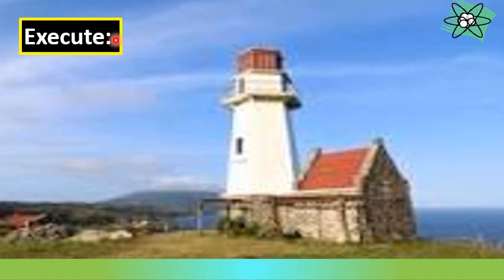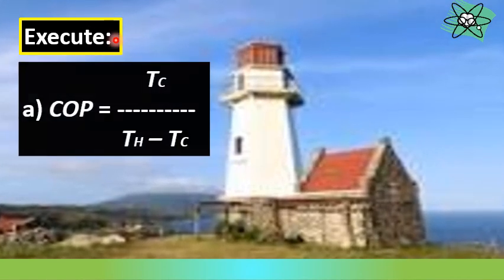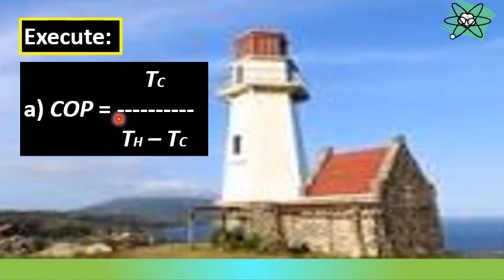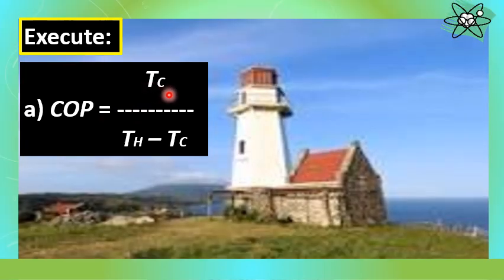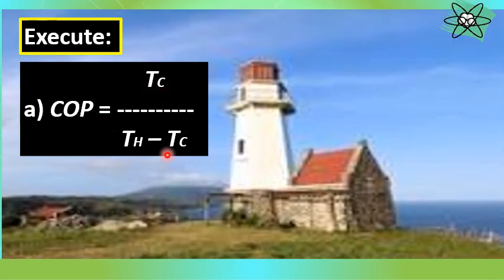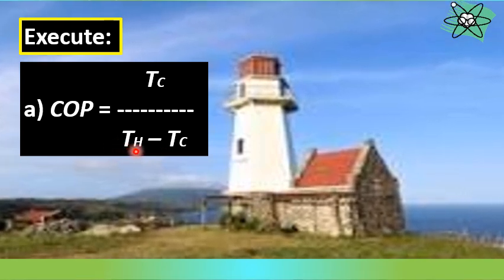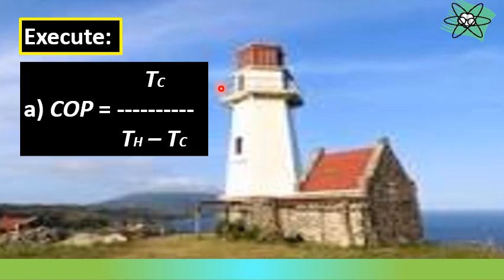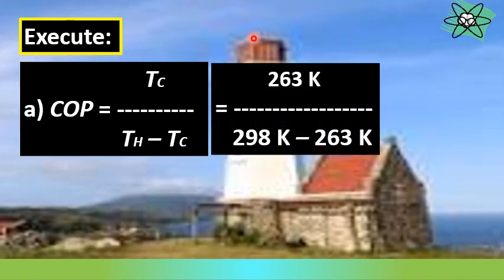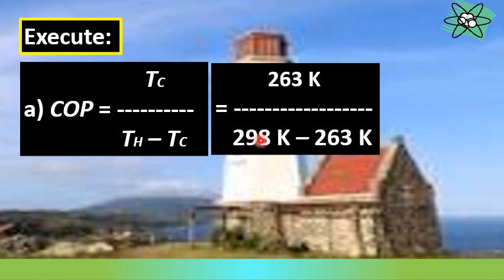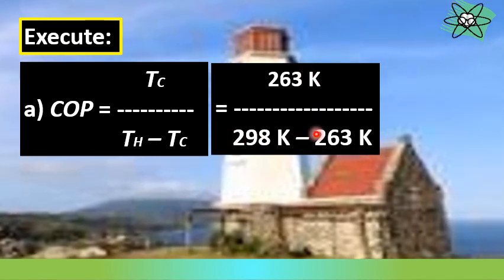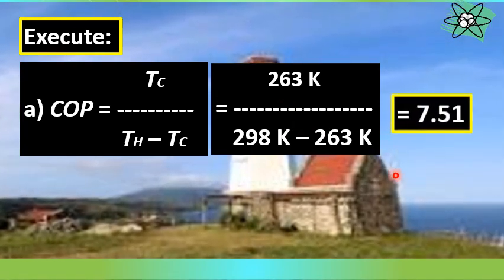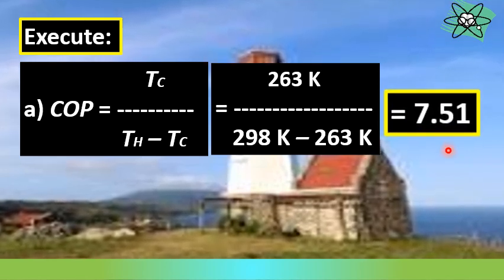And moving on to our computations, for question letter A, the coefficient of performance of the refrigerator is determined by dividing the temperature of the cold reservoir by the difference of the temperature in the hot reservoir and the temperature in the cold reservoir. That is 263 Kelvin divided by 298 Kelvin minus 263 Kelvin. So when you do the math, we find the coefficient of performance of the refrigerator equal to 7.51.